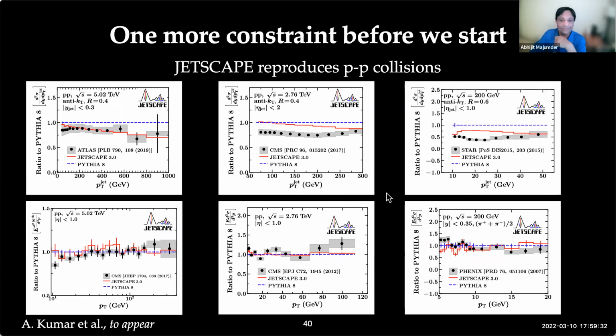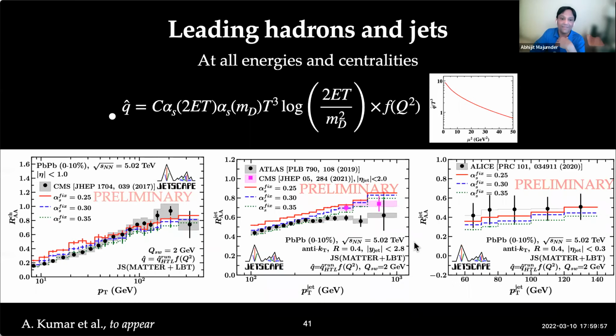This is from JETSCAPE. If you turn off the medium, it reproduces. There's tons of, I'm going to flash hundreds of plots at you right now. And you just really have to follow how closely these explain data. So this is the spectrum in PP without any medium. Okay, so it does pretty good. You want your event generator, when you turn off the medium, to go back to PP. You should be able to do that.